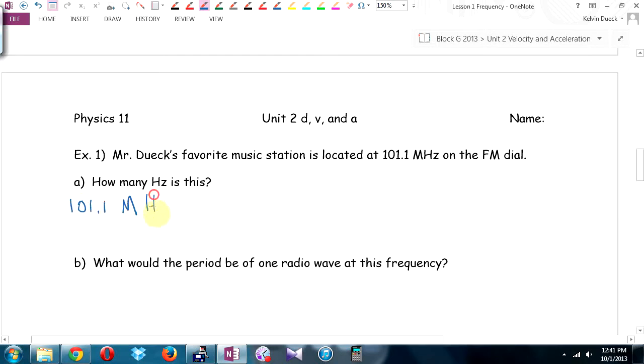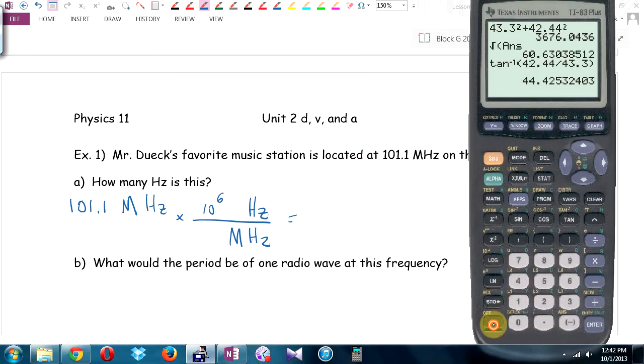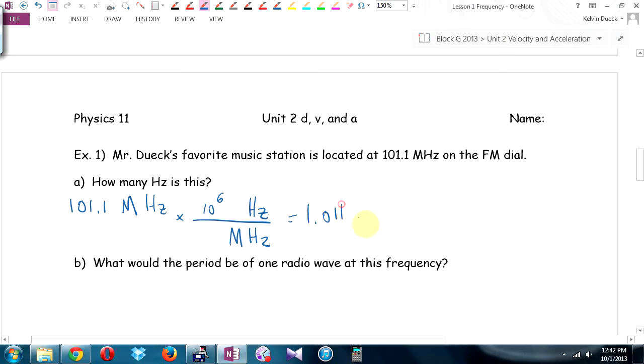101.1 megahertz. So I want megahertz to cancel, and I want to end up with just plain old hertz. What can I replace a mega with according to my formula sheet? 10 to the 6th or a million? I'm going to write this in scientific notation, I think. 1.011 times 10 to the 8th. Doesn't quite flow as well as a radio slogan, but that's what the units are.